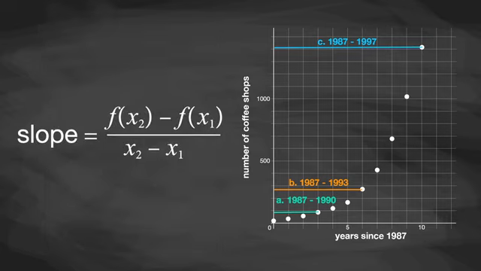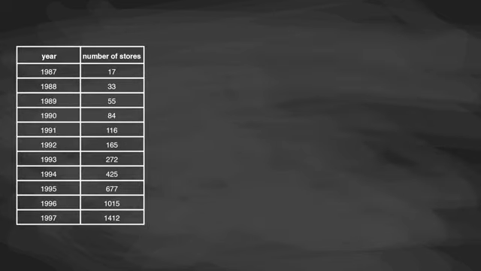Remember, the average rate of change is the slope between 2 points. Show your reasoning. It's not easy to read exact values from the graph, so let's use the values from the table to find the slope.